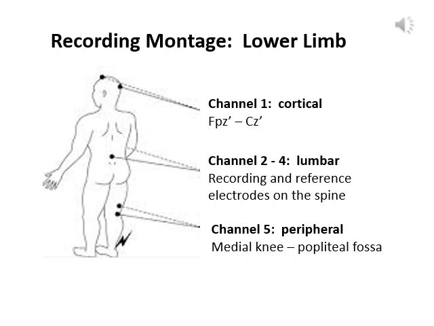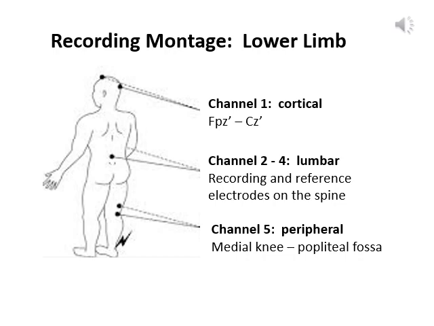L3 spine can be found by pretending to draw a line between both iliac crests and finding the vertebrae at this line. L5 spine is 2 vertebrae inferior to L3, and L1 spine is 2 vertebrae superior to L3.